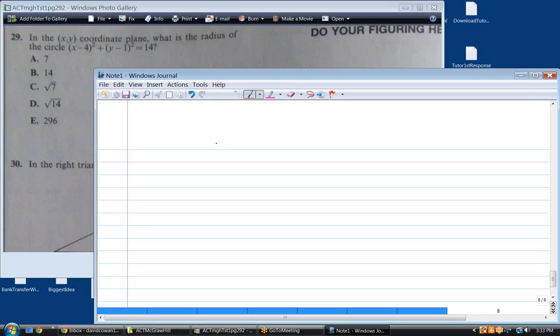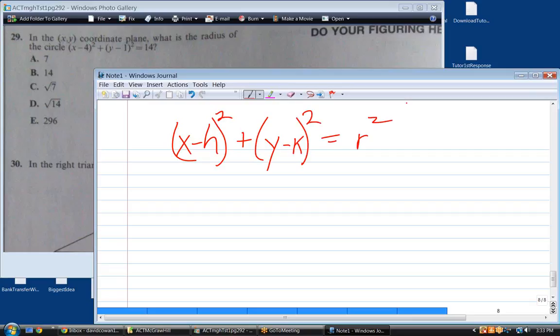No. Or, sorry. If you remember the general form, you'd know it, because the general form is this. It would be 7. No? No? Equals the radius squared. That's the general form of a circle. Now, if they wanted the center, you'd have had it. Perfect. But they don't. They want the radius.